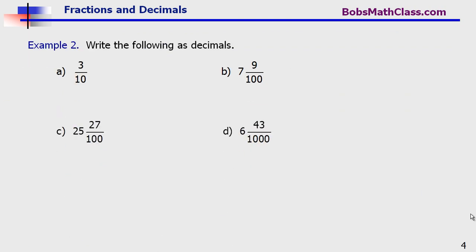Okay, let's do these. Again, you might want to pause the video and work on your answers. Okay, the first one is 3/10. So 0.3. Second one is 7 and 9 over 100. 9 is the numerator, so that's going to be after the decimal point. And it's going to be in the hundredths place because the denominator is 100. So 7.09.